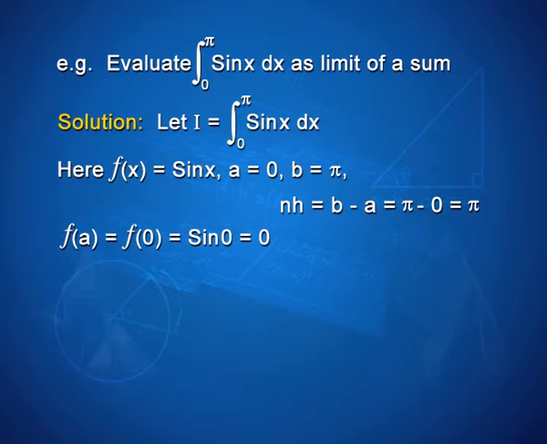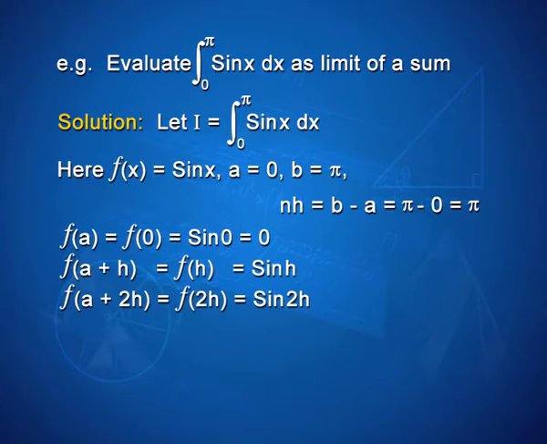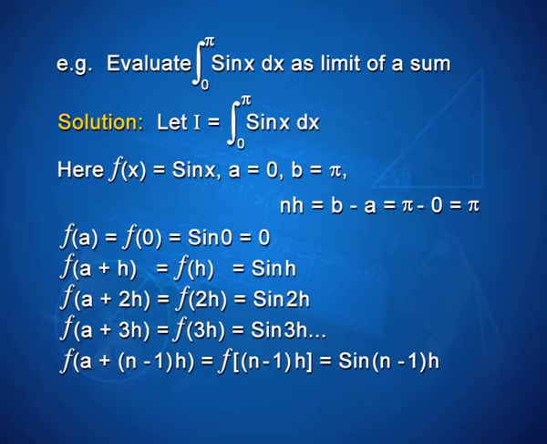f of a is equal to f of 0, that is sin 0, obviously 0. f of a plus h is equal to f of h, that is equal to sin h. f of a plus 2h is equal to f of 2h, that is equal to sin 2h. Similarly, f of a plus 3h is equal to f of 3h, that is equal to sin 3h, and so on. f of a plus n minus 1 into h is equal to f of n minus 1 into h, that is equal to sin of n minus 1 into h.